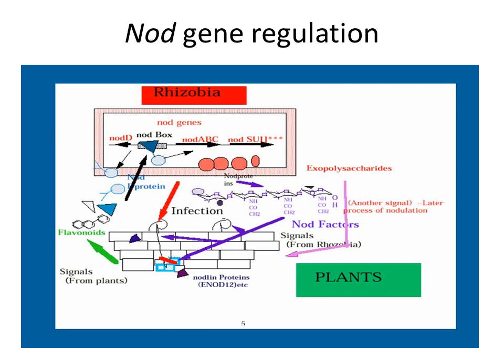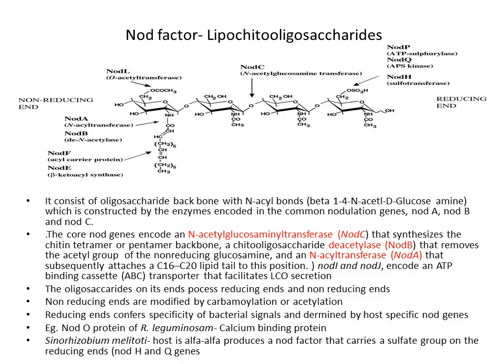Once this lipo-chito-oligosaccharide has been released, this nod factor stimulates the host cell to undergo nodule organogenesis, and the process of infection, that is, the entry of the rhizobium into the cell of the host. This is how the nod gene gets regulated. Now, coming to these nod factors.